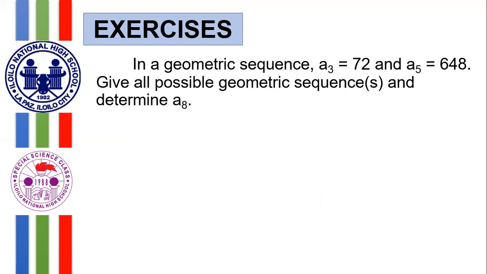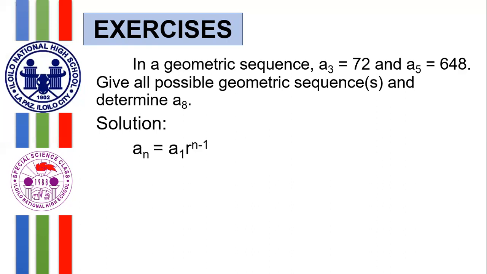Let's have another one. In a geometric sequence, a sub 3 equals 72 and a sub 5 equals 648. Give all possible geometric sequence or sequences and determine the value of the 8th term. Feel free to pause the video, but right now, I will reveal the solution.